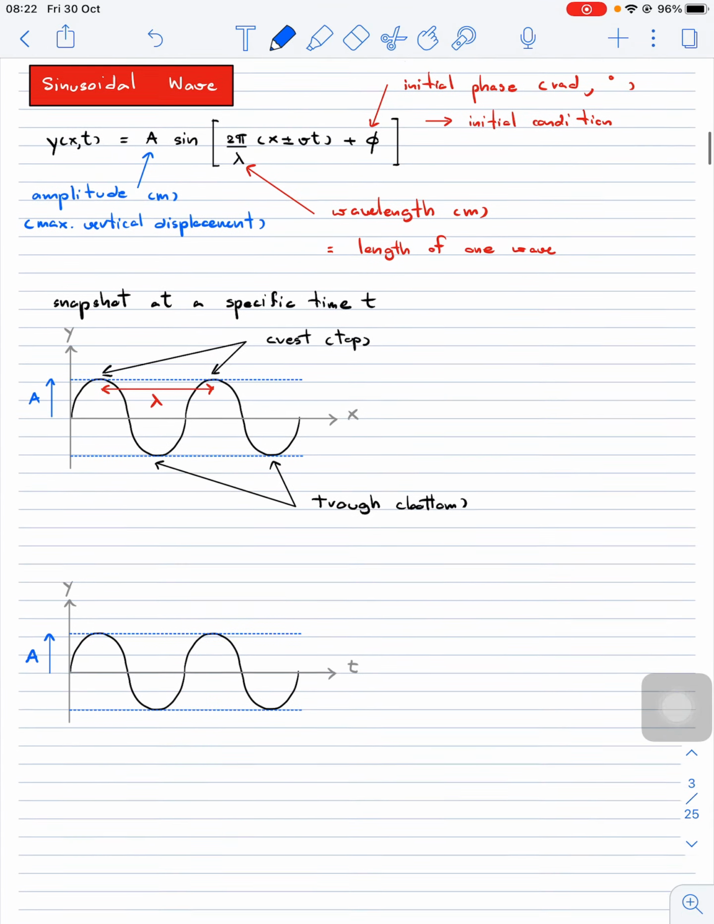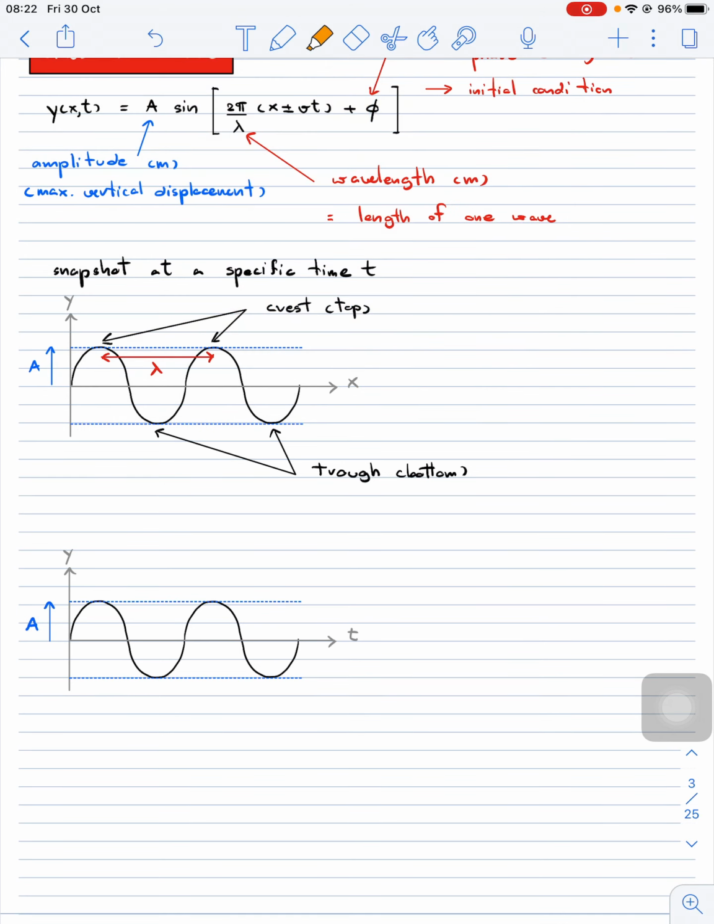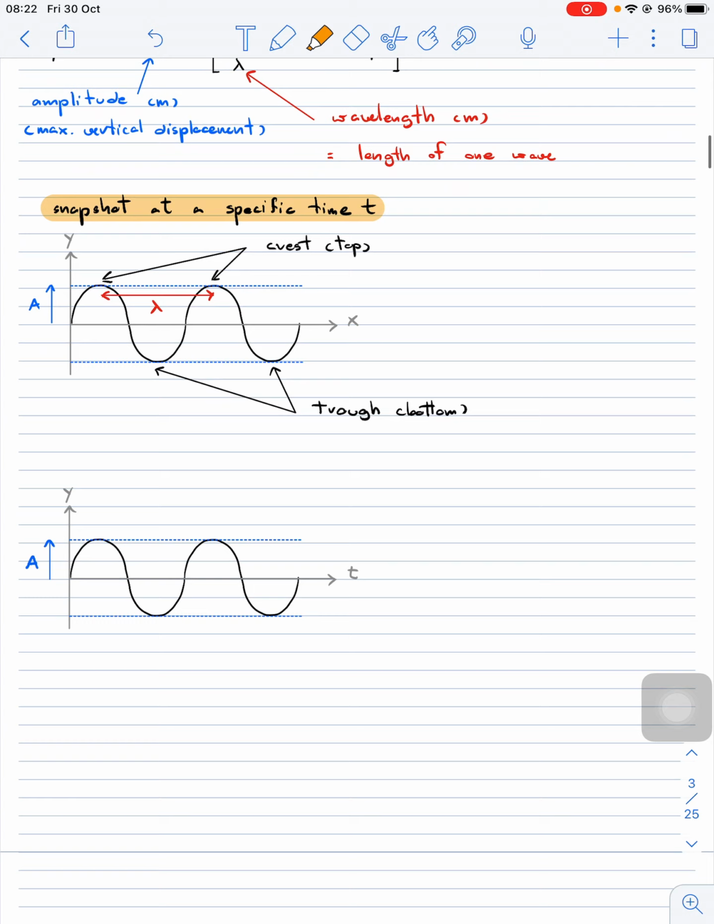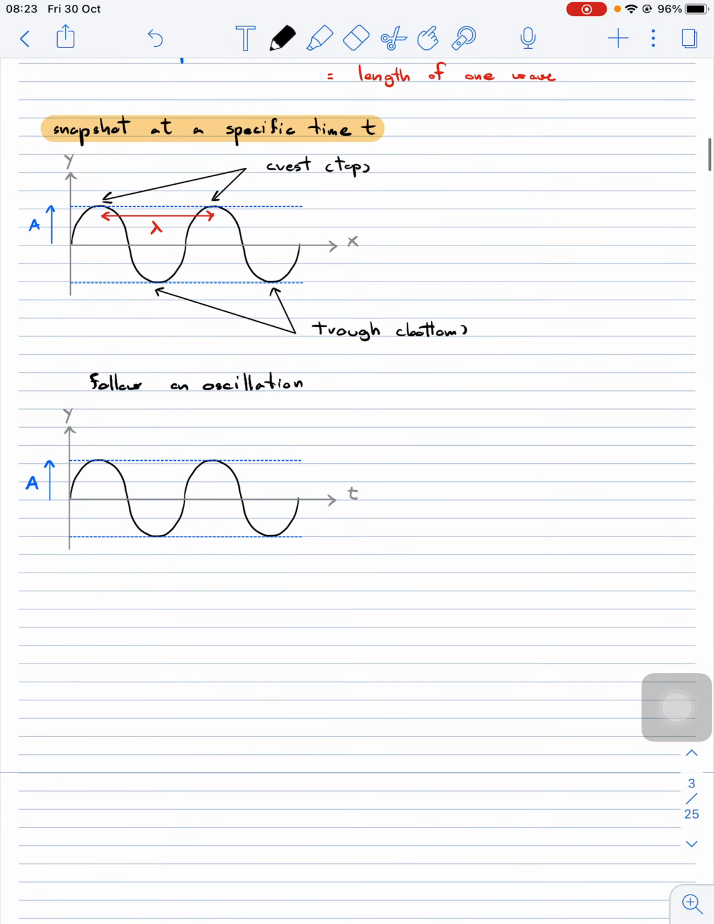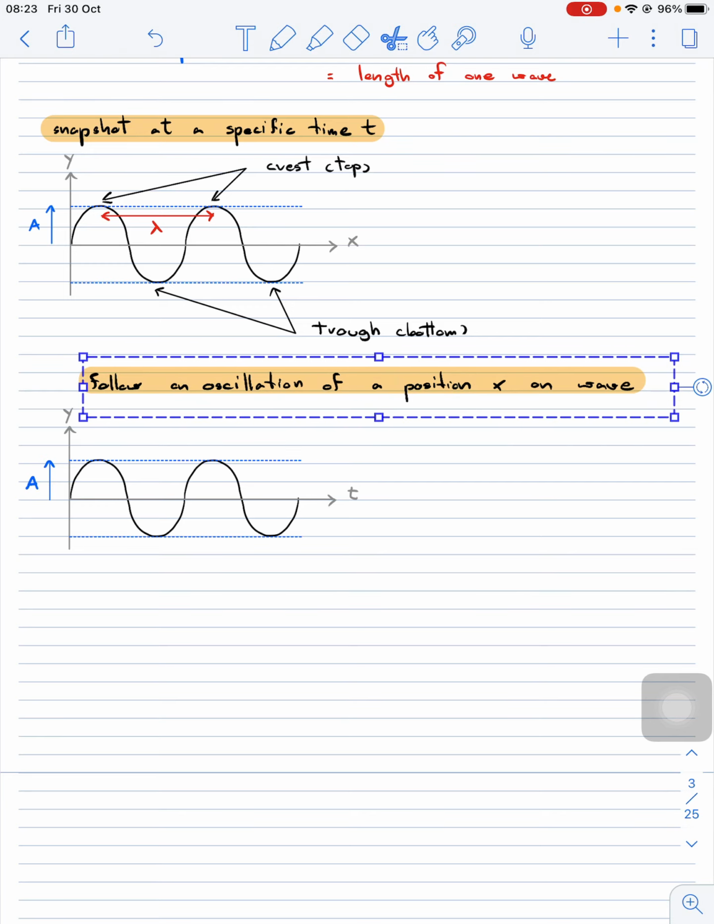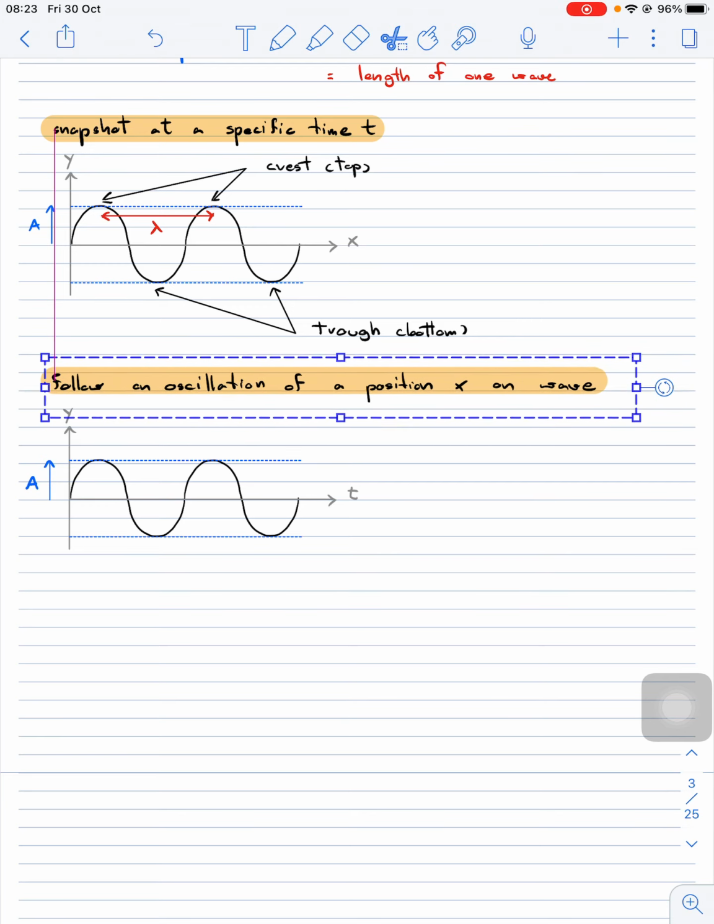Sorry, I should highlight here, and also write down that we just follow an oscillation of a position x on the wave. We just want to make it clear.